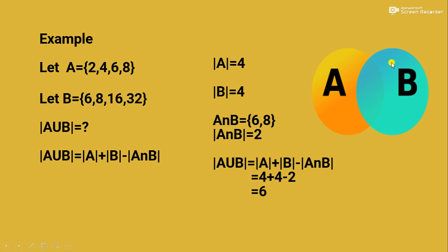This is in a Venn diagram. This region contains the elements 6 and 8. So we have a total of 2 elements in this region. We need to subtract this region, the cardinality of A intersection B, and we need to add the cardinality of A and the cardinality of B.